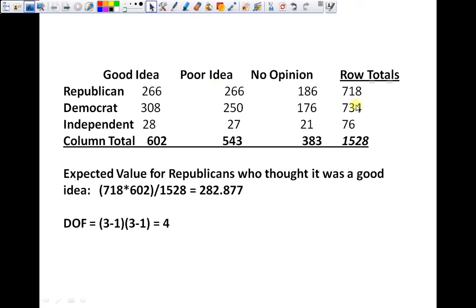Add up these three values, you get 718. Add up these three values, you get 734, and so forth. These are our column totals. And this is our table total, or our total sample size. We sampled 1,528 people.